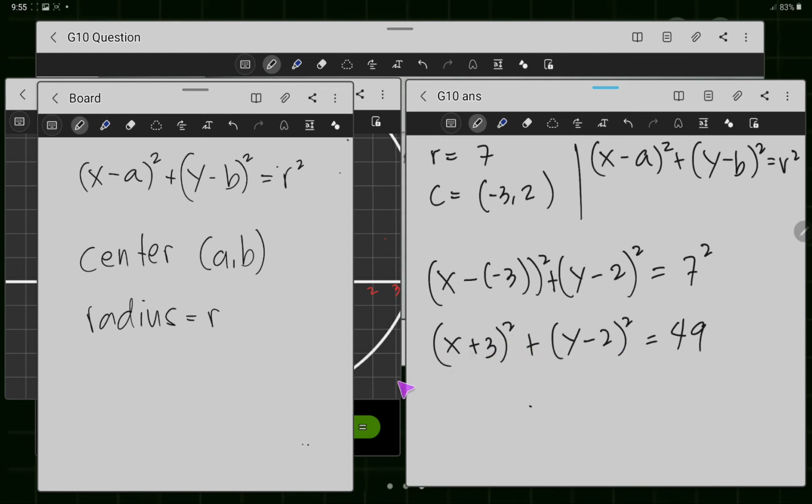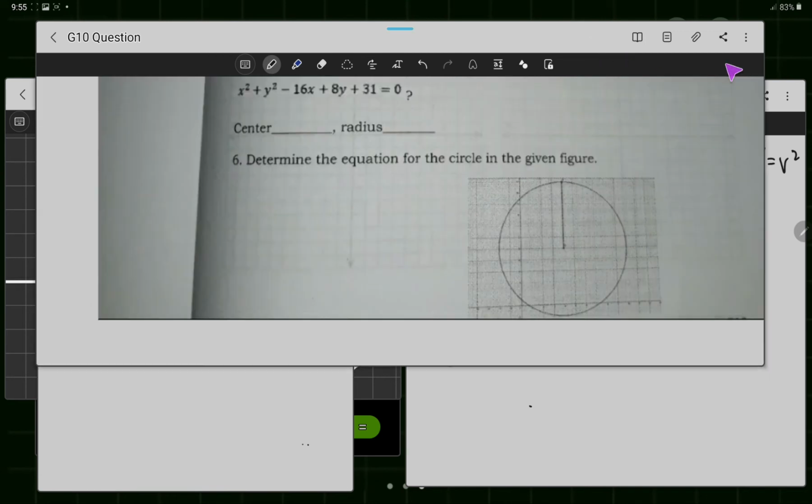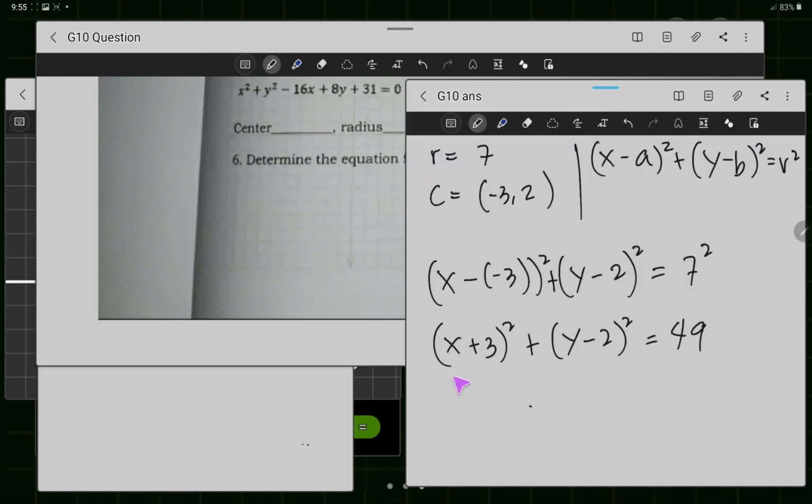Ito yung equation ng circle, standard form. So, ang tanong dito is determine the equation for the circle. So, equation lang. Hindi naman sinabi na general form or standard form. So, gamitin natin yung standard form. Pero pag ilipat ito sa general form, simple lang, i-expand lang ito. Expand, tapos simplify. Okay, yun na. Standard form, ayun ang general form. Ito, standard form. Pag i-expand mo ito, tapos simplify mo, so magiging general form na siya.